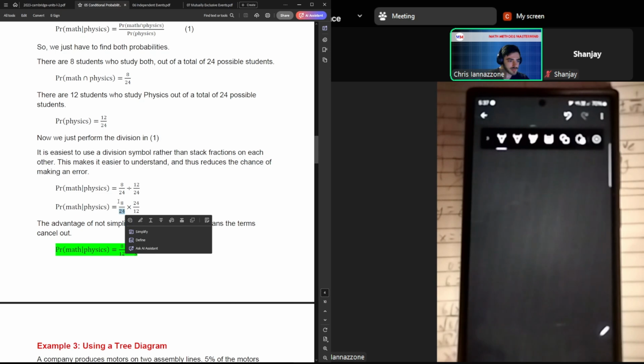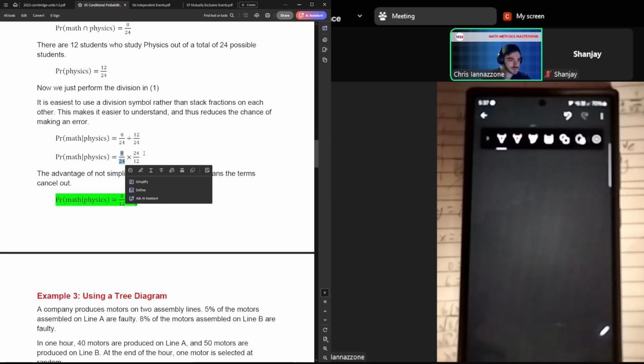So better off doing it that way. That way there's less effort in the simplifying afterwards. When you do that, you're left with 8 over 12 or just 2 over 3 as your probability.